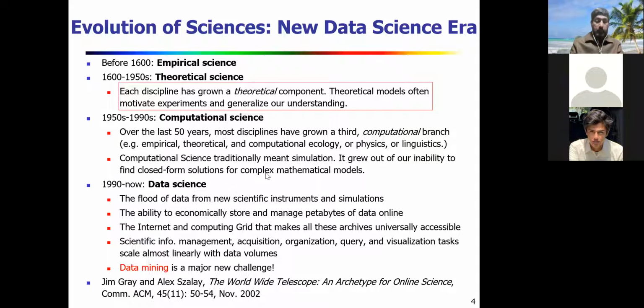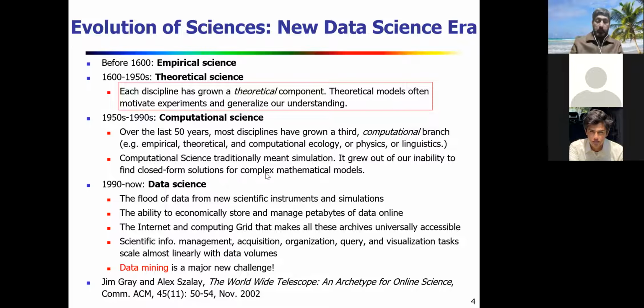So from 1950 to, I would say, around 1990 and even later, we have computational science. Almost all science disciplines developed a third subfield, which we call computational science. For example, computational biology, computational physics, computational chemistry, and so on. Here the emphasis was not on conducting experiments, but on running experiments through simulations on computers, or modeling physical phenomena on computers. So simulations and modeling was computational science.